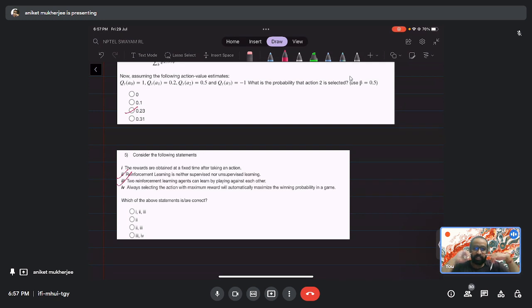Always selecting the action with maximum reward will automatically maximize the winning probability in a game. Does anyone have a comment on this? There's no chance of exploration, right? If you always choose maximum reward.